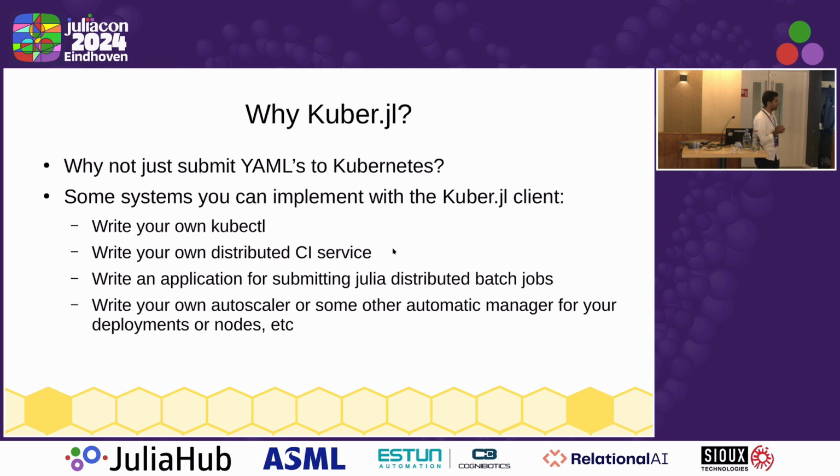Apart from that, you could write a web application for your company or your organization to submit jobs, because not everyone's familiar with Kubernetes. They wouldn't submit YAMLs, right? And maybe slightly more advanced, you could write your own autoscaler or some kind of automatic manager, as an example. So Kuber.jl gives you the tools in order to write that. So we'll talk a bit more about the API which makes that possible.